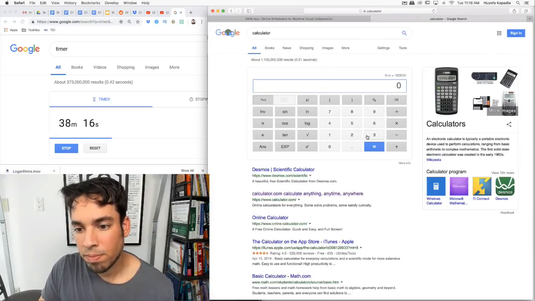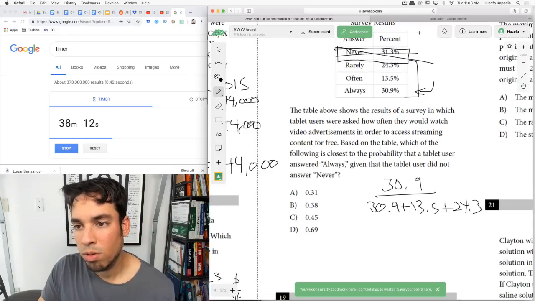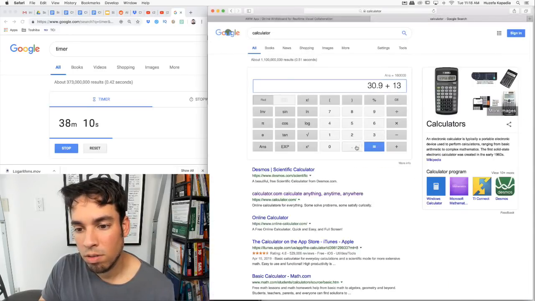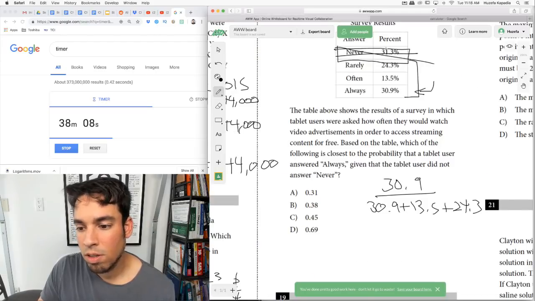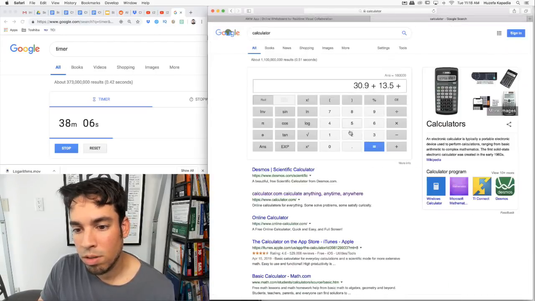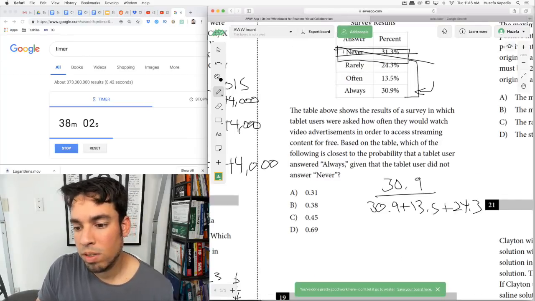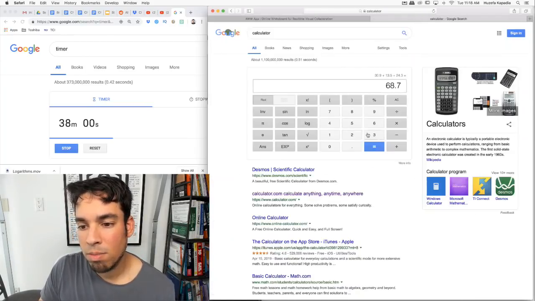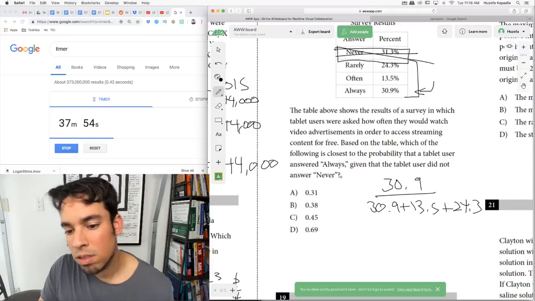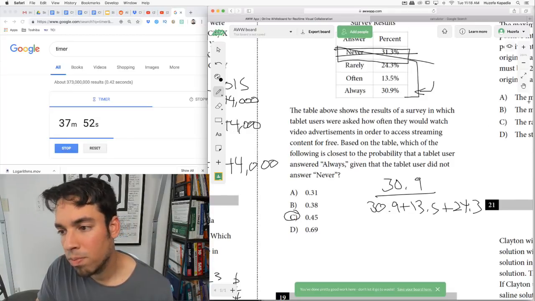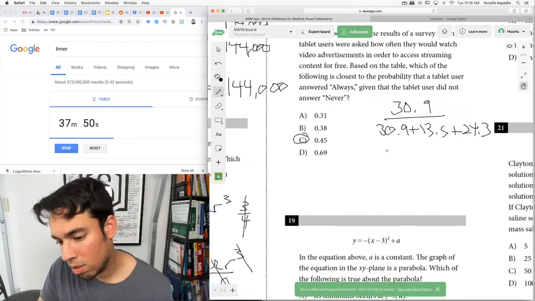30.9 plus 13.5 plus 24.3 equals 68.7, and then we do 30.9 divided by that. 30.9 divided by 68.7 is about 0.45, so it's the second answer, and it's right there. Boom. Makes sense, guys? Hopefully it does.